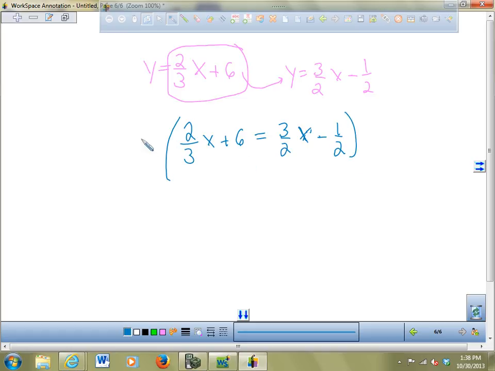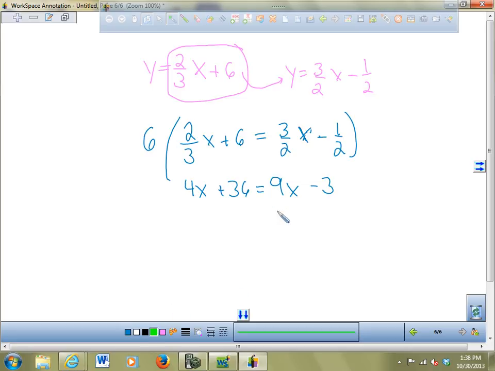Multiply by 6. Very good. Multiply everything on this side by 6 and everything on this side by 6. 3 goes into 6 twice, times 2 is 4x. 6 times 6 is 36. 2 goes into 6 three times, times 3 is 9x. And 2 goes into 6 three times, times -1 is -3. See how you can get rid of all those fractions nice and easy like that? Then you just solve the equation.